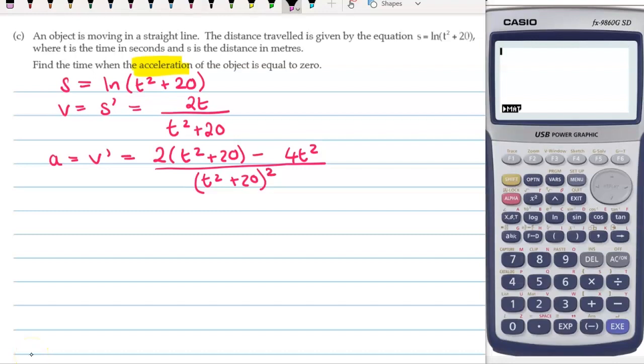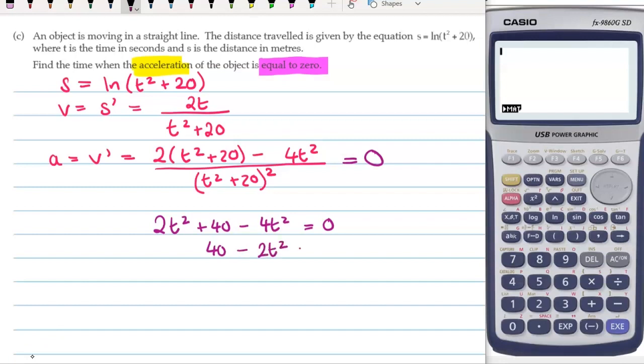What we want to know is when is that acceleration equal to 0. So let's set that to be equal to 0. If we bring that up and multiply, we'll get a 0. So we're just interested in the top part. We've got t squared plus 4t minus 4t squared would then be equal to 0, which is 4t minus 2t squared equals 0.